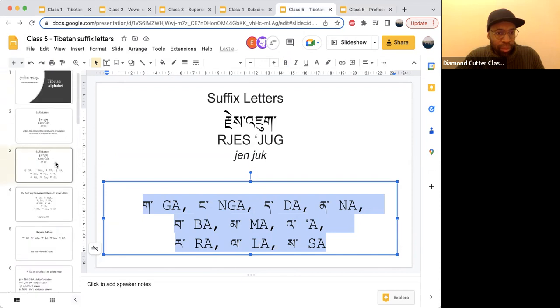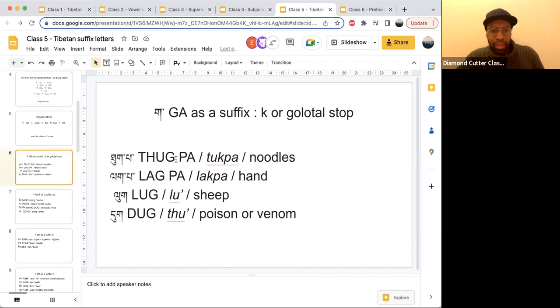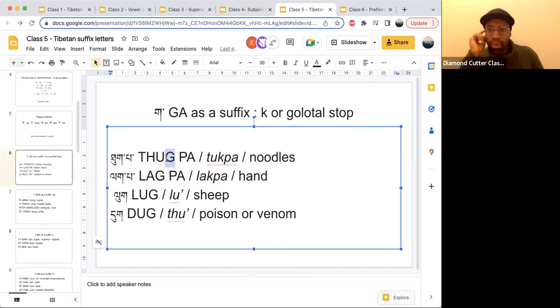No. Suffix means a letter that comes at the end of the sound, right? Here we go. Ka comes at the end. That's tuk now. Not the end of the word, because the word is tukpa, right?